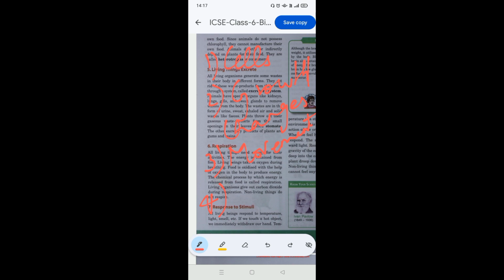So, in case of characteristics of living organisms, first, they are composed of cells. Second, they grow and there are changes which occur in their body. Third is movement. And fourth, they need food for their survival. Right?